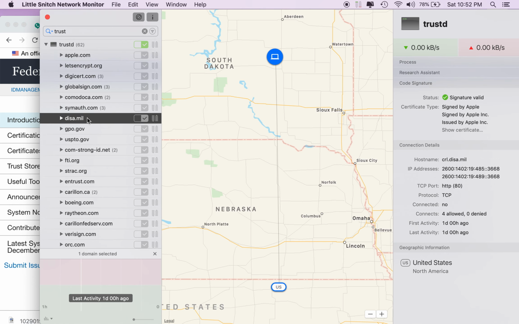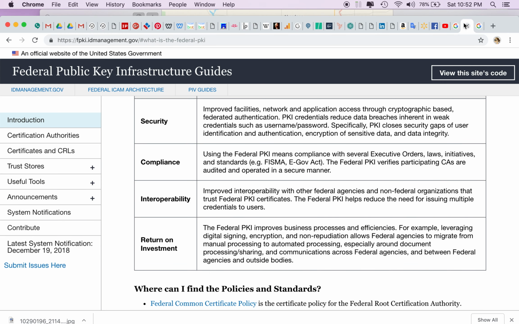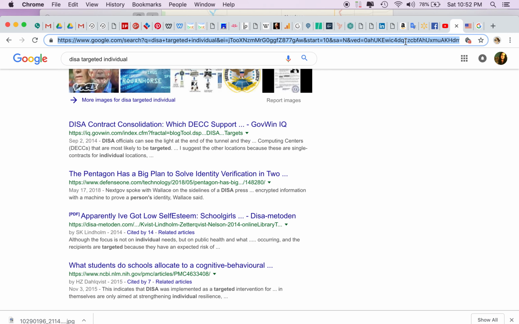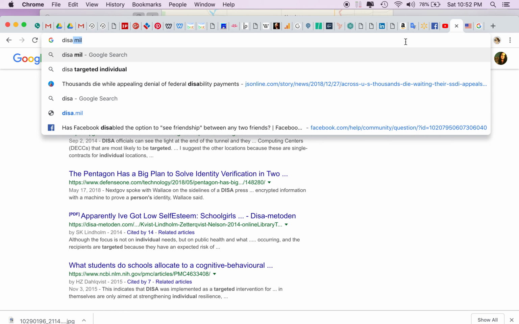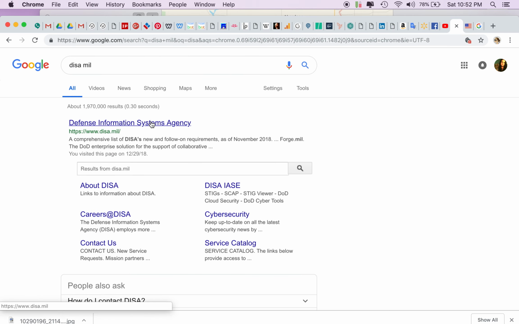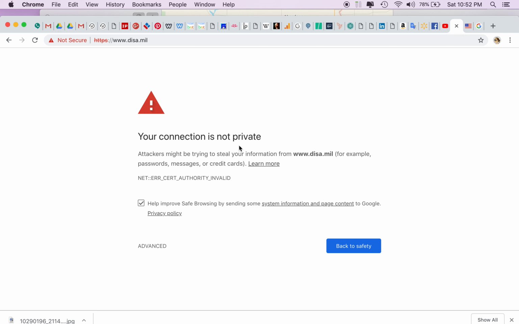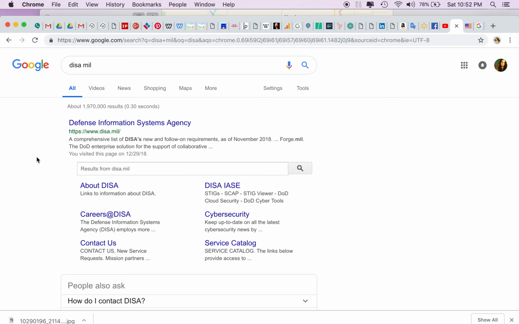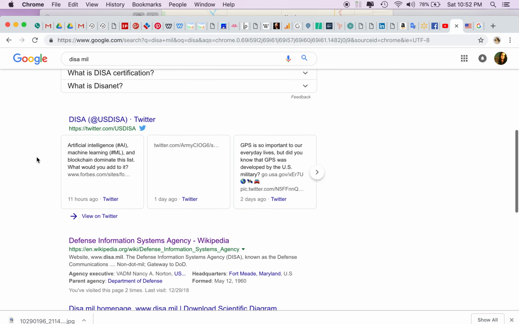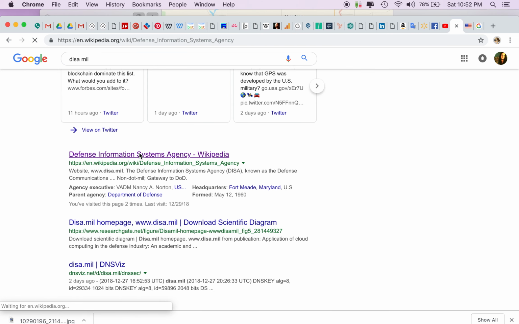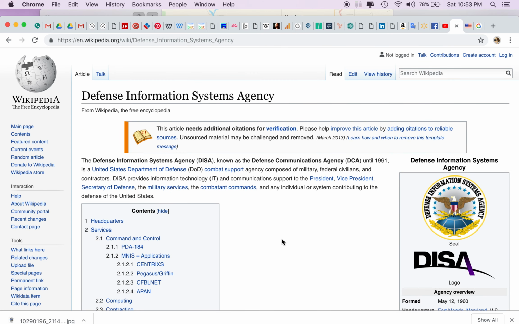Then I go and I see DISA.mil, and that was also put on at the same time. And we can go into DISA. Okay, DISA.mil, and it won't let me go into their website. Big shock. Because from there I could find out what they're researching and what they're doing. So we'll go over to Wiki and find out about them. DISA is the Defense Information Systems Agency. It's with the Department of Defense Combat Support.